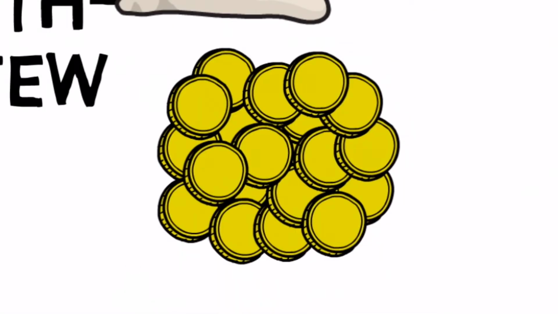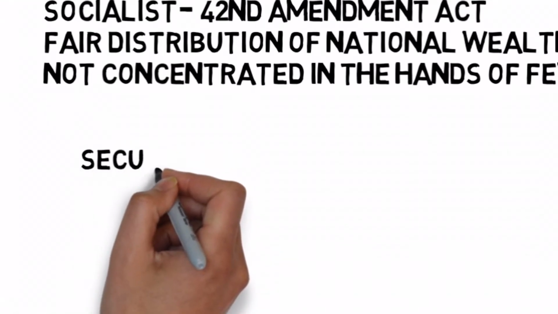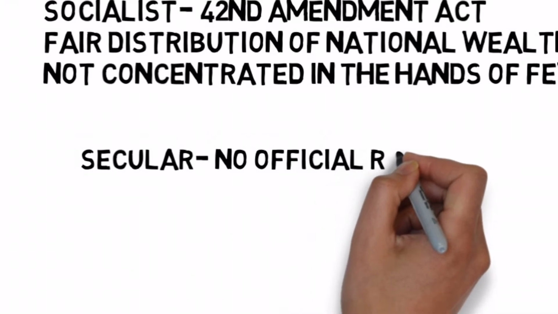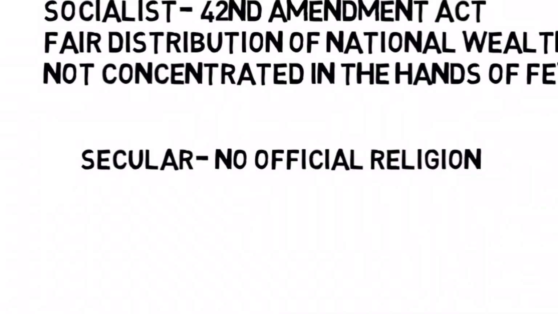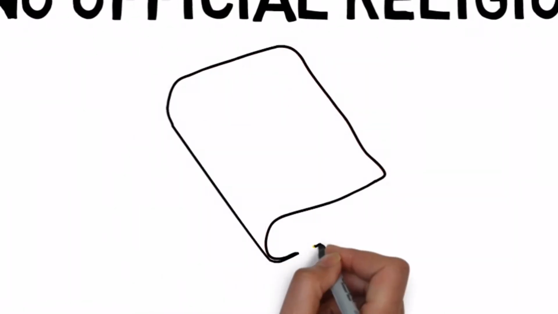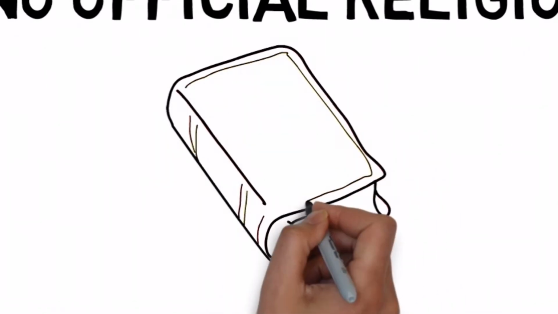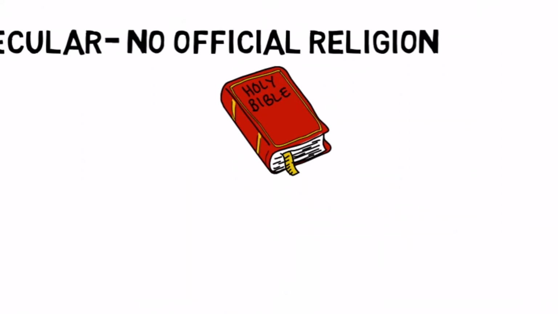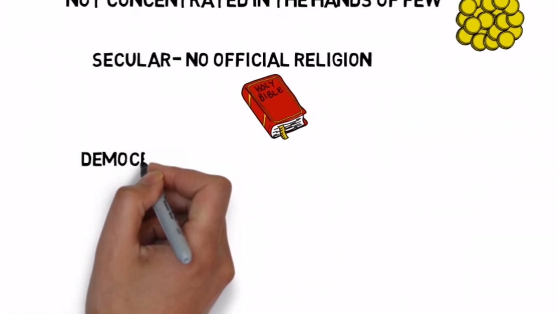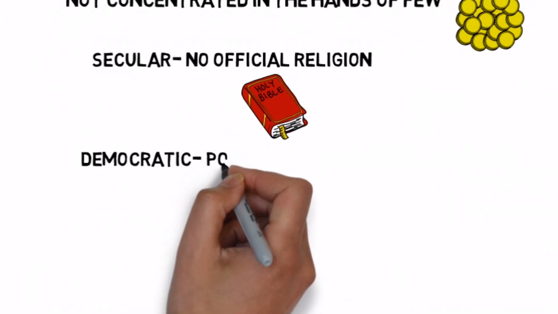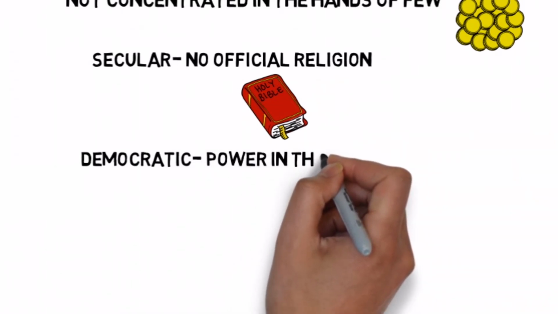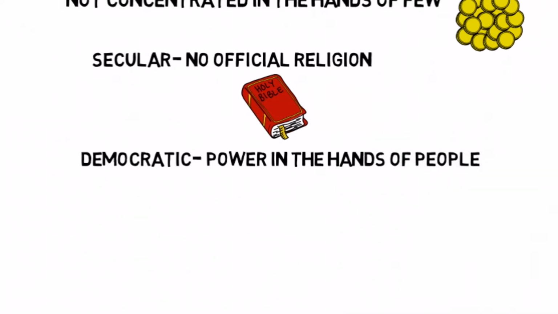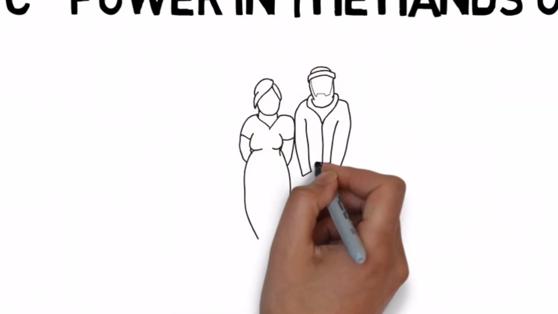The next word is secular, which was also added in the year 1976 to show that the country has no official religion, does not support any religion, and gives freedom to its people to practice their own religion without any fear. Up next is the word democratic. A democratic government has been described as a government of the people, by the people and for the people, which gives the supreme power to the people of India to choose their government. How? By way of elections.